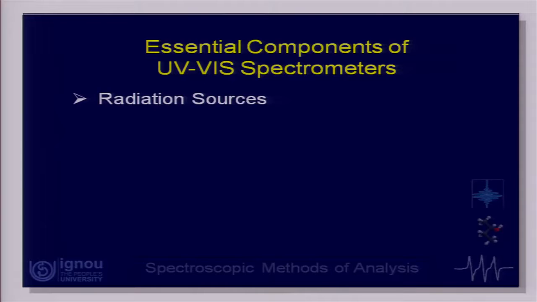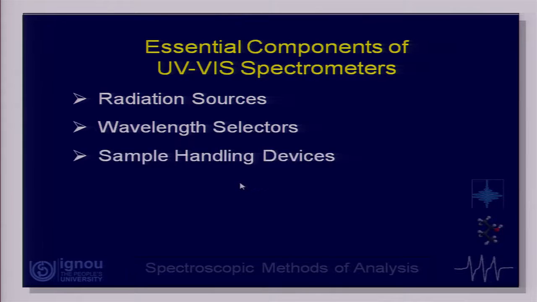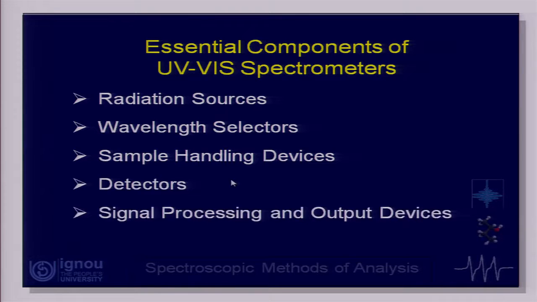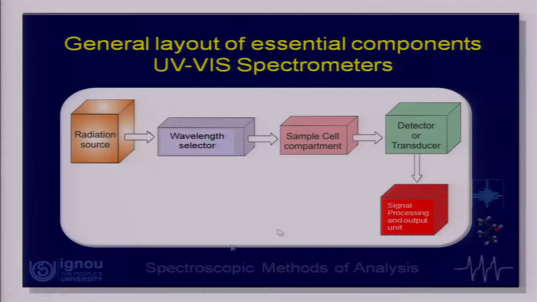Now, we move further and talk about the kind of instrumentation used here. To understand that, we begin by listing the different essential components of a UV visible spectrometer. They are the radiation sources, then wavelength selectors, then sample handling devices, then detectors, and towards the end a component like signal processing and output devices. Essentially, there are 5 components which must be there to constitute a UV visible spectrometer, and these components are arranged in the following way.